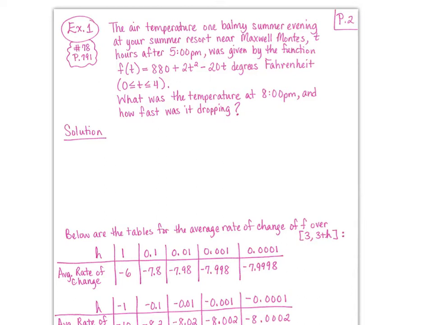The air temperature one balmy summer evening at your summer resort near Maxwell Montes, t hours after 5 p.m., was given by the function f of t equals 880 plus 2t squared minus 20t degrees Fahrenheit, where t is greater than or equal to 0 but less than or equal to 4. What was the temperature at 8 p.m. and how fast was it dropping?